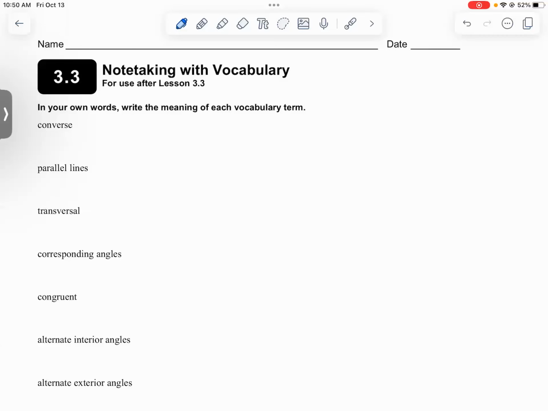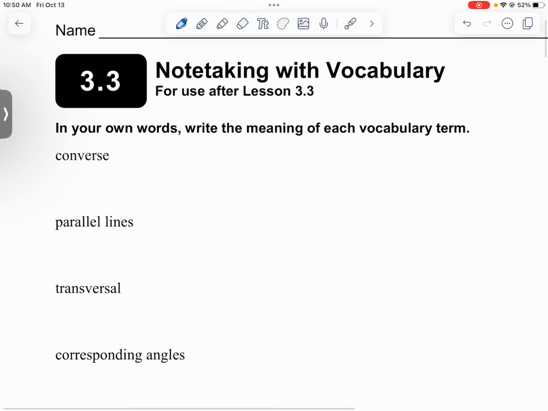Okay. So today we are going to talk about theorems that are the converse of what we talked about on Tuesday. So if we have a conditional statement that is if P, then Q, what is the converse? If Q, then P.